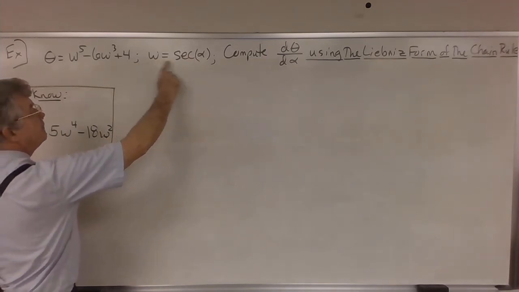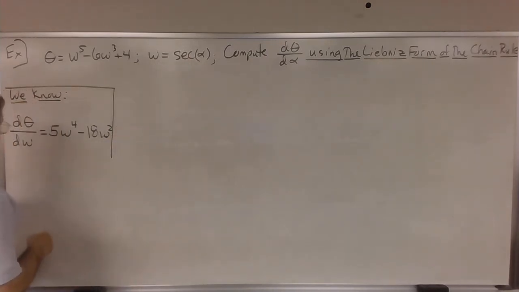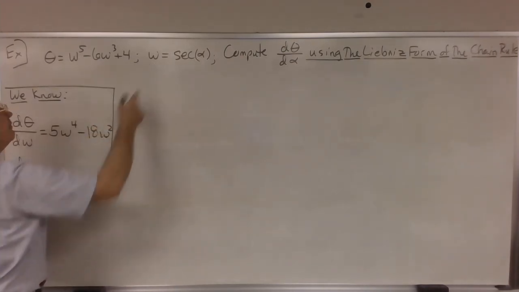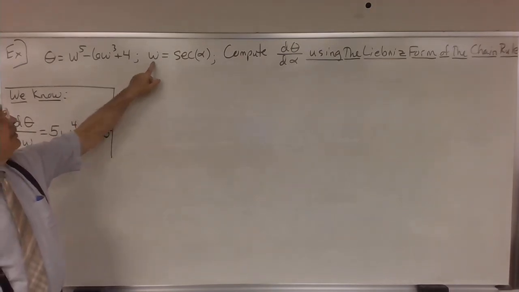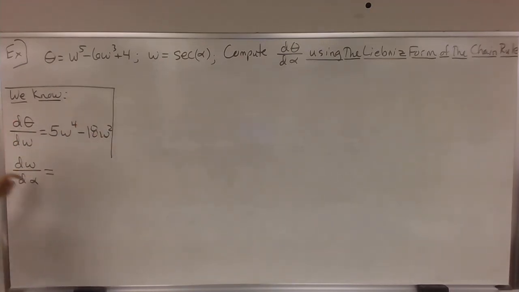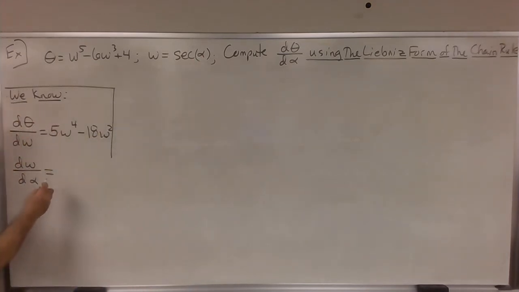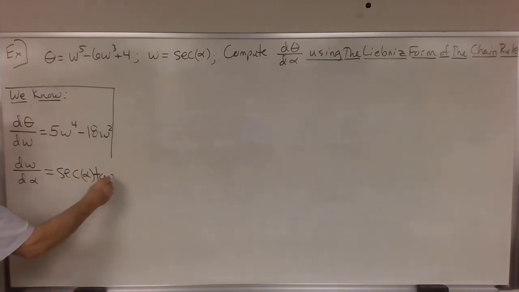Since w is a function of alpha, we ought to be able to compute the derivative of w as a function of alpha. And here's how we do it. We compute the derivative of both sides of the equation as a function of alpha. The derivative of w as a function of alpha is just dw d alpha. And the derivative of secant as a function of alpha is secant alpha times tangent alpha.